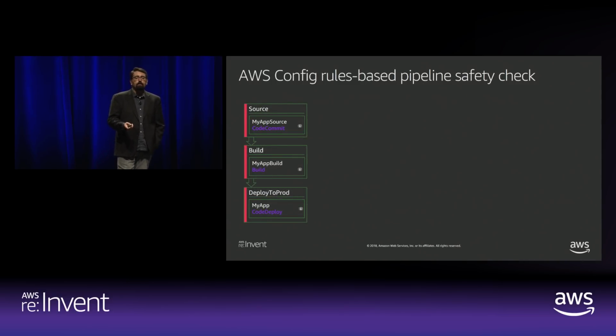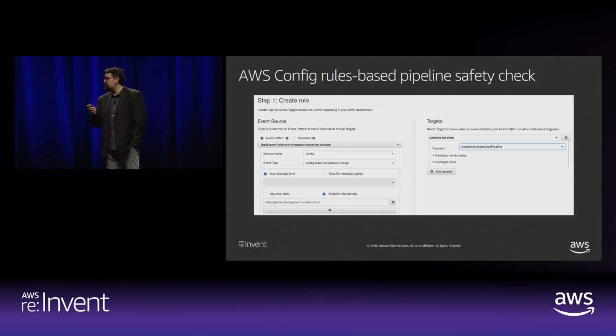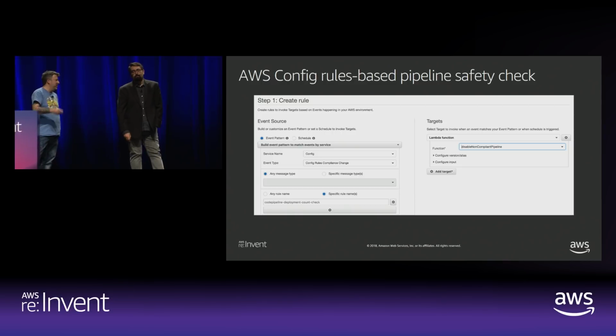Sorry, I jumped through that really quickly. I want you to see this. So this is the screen. That's not a Lambda function. That's an AWS Config rule. Right? Yeah, the AWS Config rule.